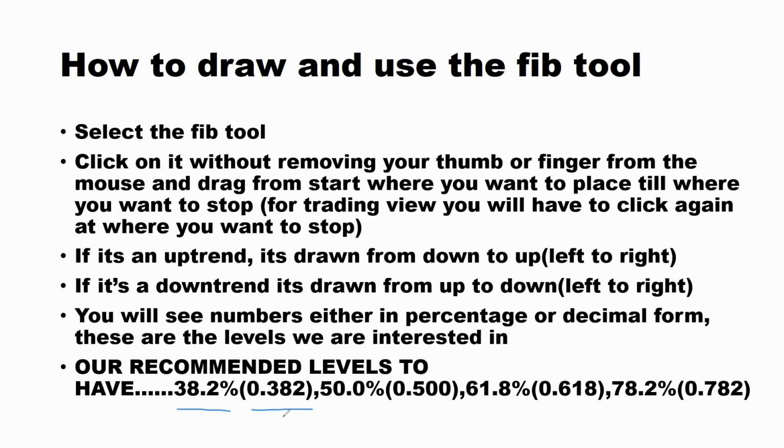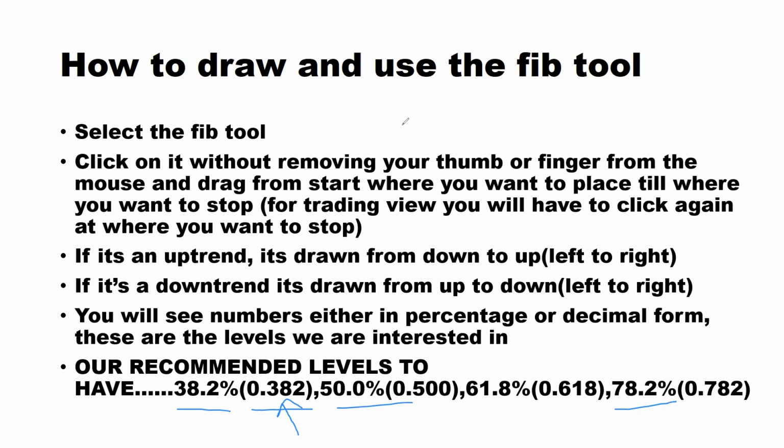This one is mostly done by a few brokers and also sometimes on TradingView. So do not get confused when you see it being written in decimals. It's the same. 0.382, when you convert it to percentage, it's 38.2. The same applies to 50.0%. It's the same as 0.500. 61.8% is the same as 0.618. And then 78.2. This one is not so significant, but just have it there. 78.2% is 0.782, right? So this is how you draw your Fib tool.